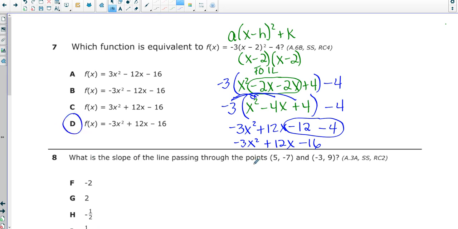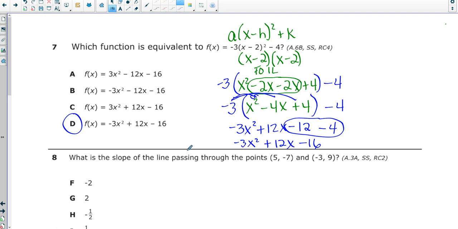Did you get the right answer for number 7? Thumbs up if you got it. That's okay if you didn't. Don't worry. But did you see how I was able to use order of operations to change it from vertex form to standard form?